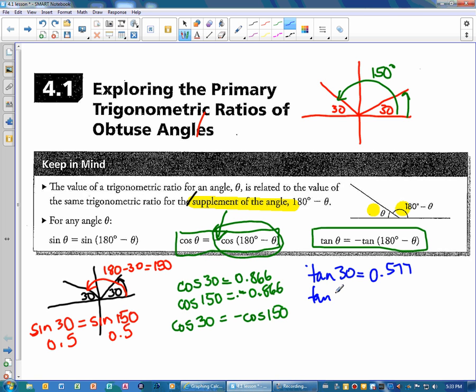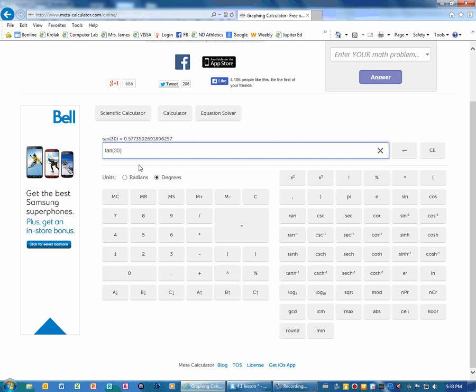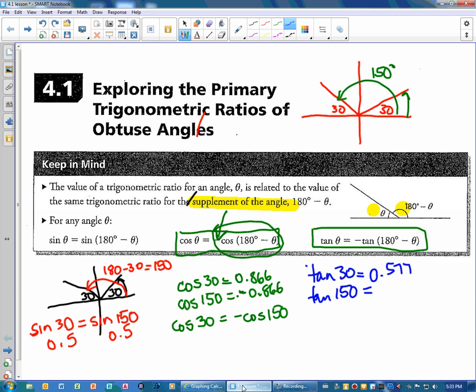The tan of the supplementary will be, what do you think? There it is, that negative 0.577. So the only way that I'm going to make it equal is if I say the tan of 30 has to equal negative tan 150. That's the only way to make them equal, because in quadrant 1, it's positive, but in quadrant 2, it's negative. Okay? So we are talking about obtuse angles, and that's why it's happening. Obtuse meaning more than 90 degrees.